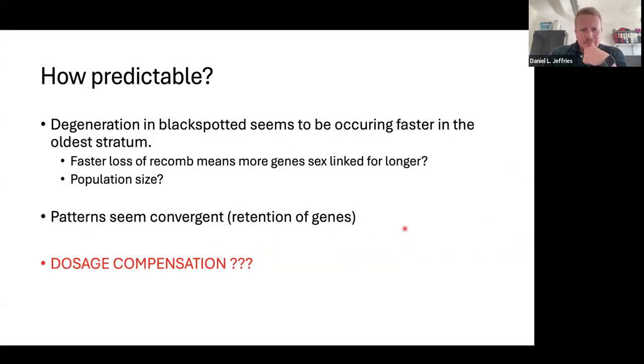Okay, so to try to sum this up, we do seem to find evidence for faster degeneration in black spotted. This could be related to population size, but I am quite interested in this idea of whether faster loss of recombination on a sex chromosome increases the rate of degeneration for that sex chromosome across its entire length, including pre-existing strata. And there's some convergence in the patterns of degeneration here in terms of retention of genes and things like this. And we're still to characterize dosage compensation properly.